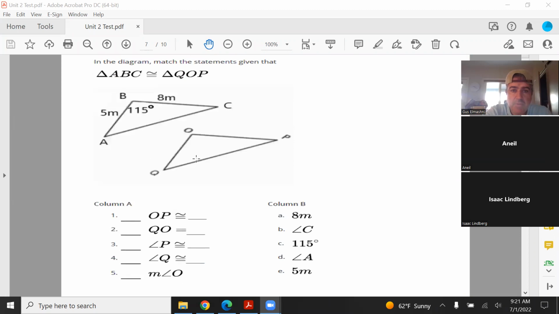This actually, I think, was perfect for everybody. This went really well. OP obviously is right here. So that's gonna be 8. And QO is right here. That's 5.